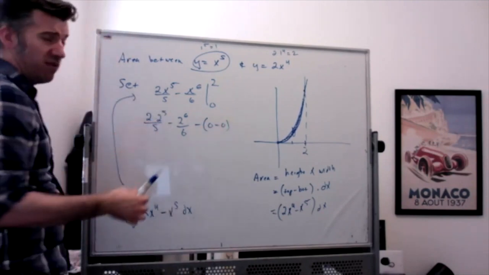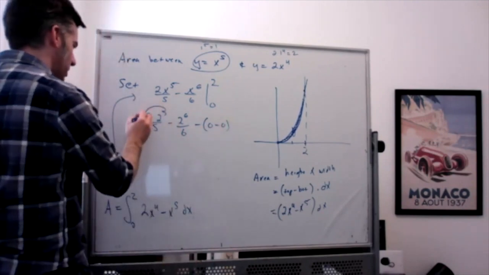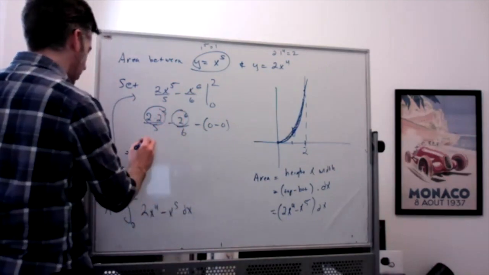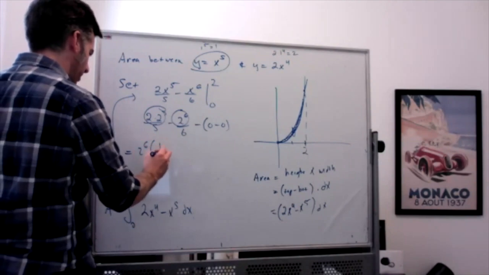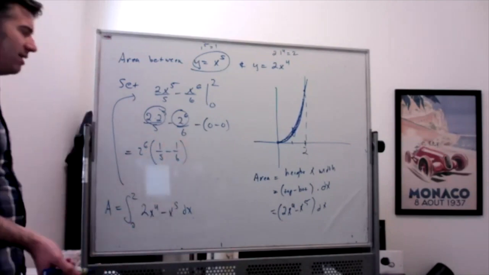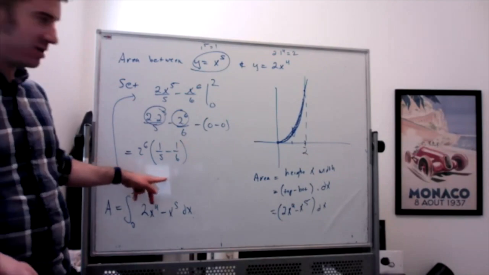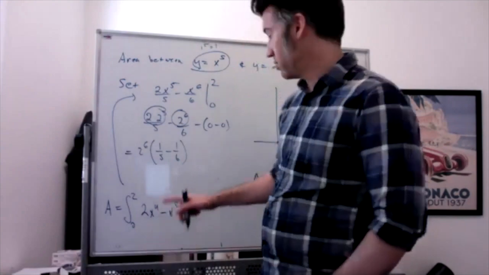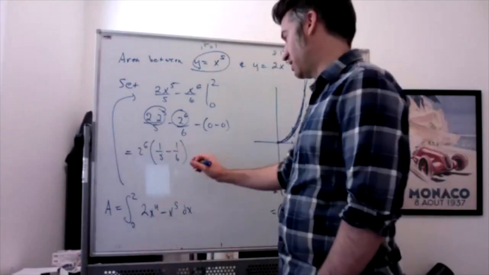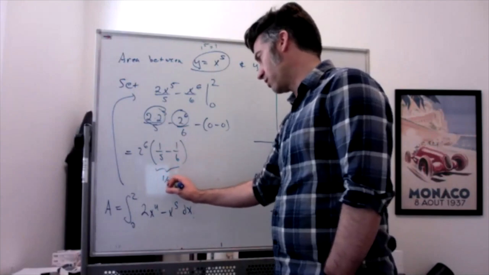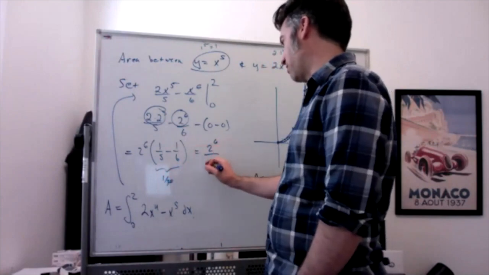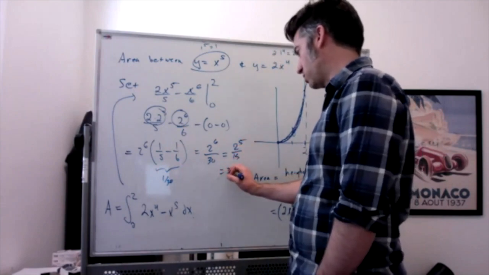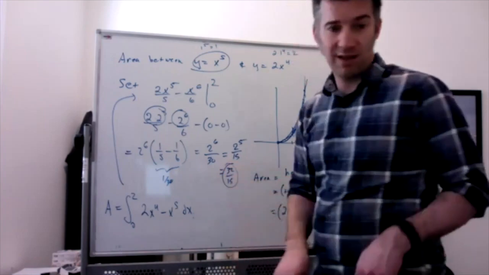Okay, 2 times 2 to the 5th is 2 to the 6th. I've got a 2 to the 6th here and a 2 to the 6th here. I can factor that out. This is equal to 2 to the 6th times 1/5 minus 1/6. And then it's easier to subtract those fractions than it is to subtract these fractions. 1/5 is 6/30. 1/6 is 5/30. That's going to be 1/30. So I have 2 to the 6th divided by 30, which is 2 to the 5th over 15, which is 32 over 15. That's how much area is in between those curves.